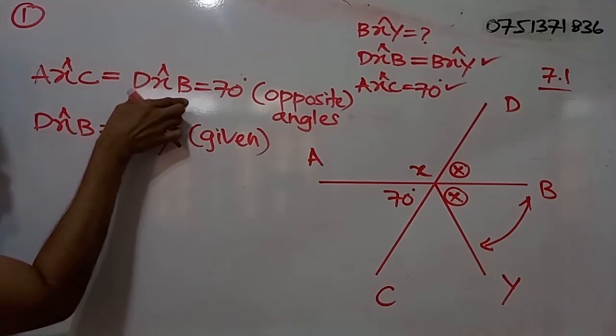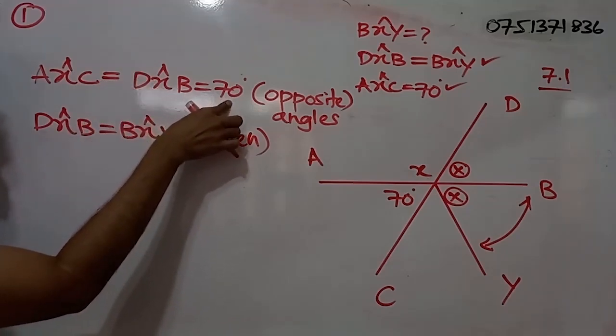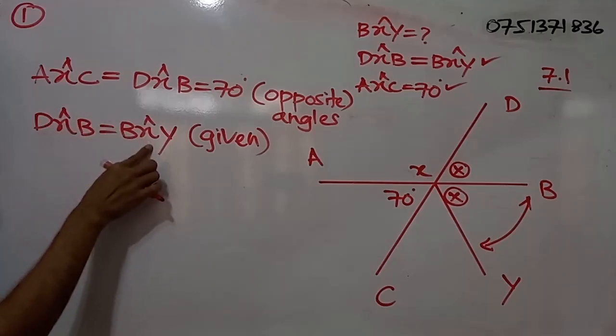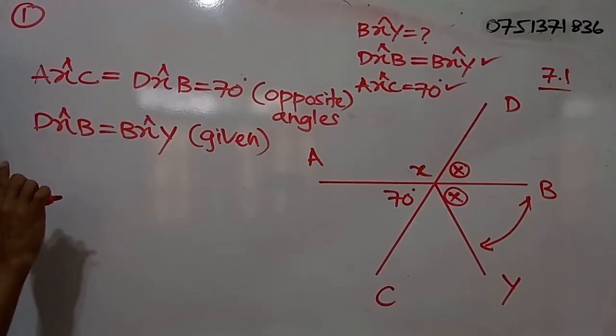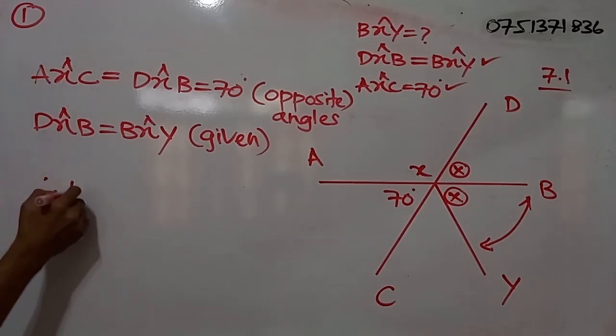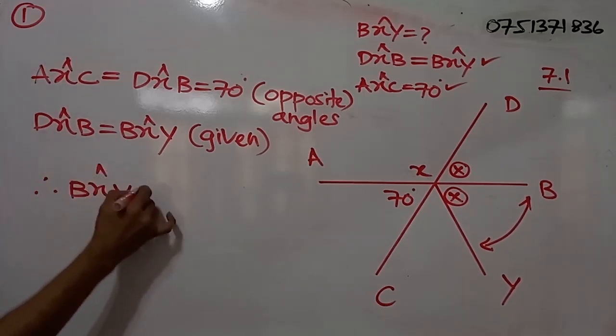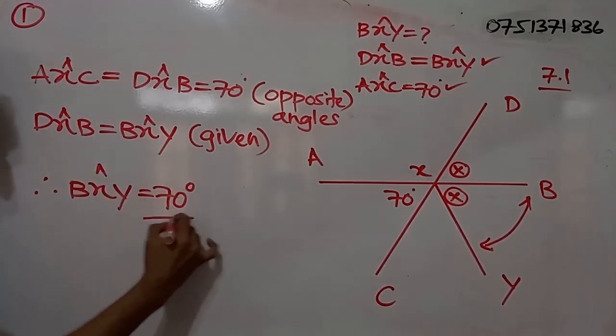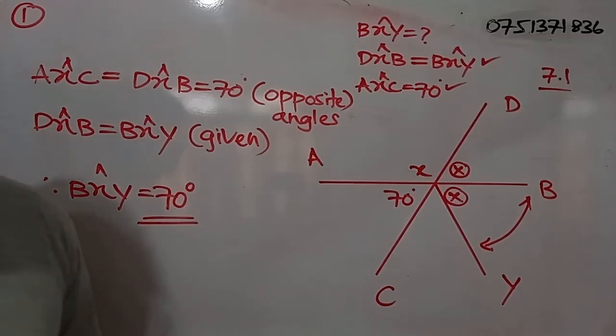So what is the magnitude of DXB angle? 70. DXB is equal to BXY angle. Then what is the magnitude of angle BXY? Therefore, angle BXY, that is what? 70 degrees. So the answer is 70 degrees.